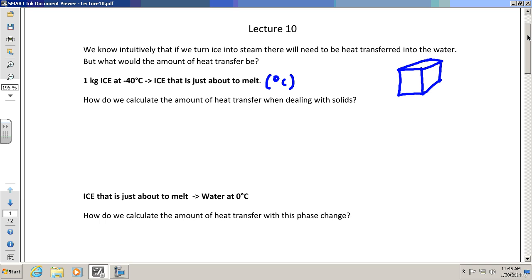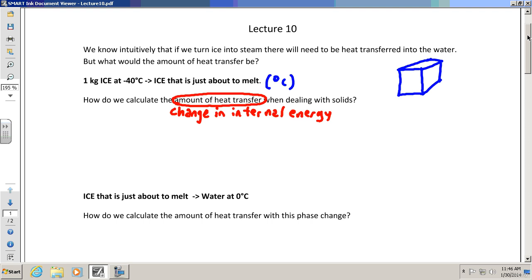So the real question we're talking about here is how do we calculate the amount of heat transfer, or really, I ought to say, maybe a note below it, how do we calculate the change in internal energy? Not just the amount of heat transfer, but both cases are fine.